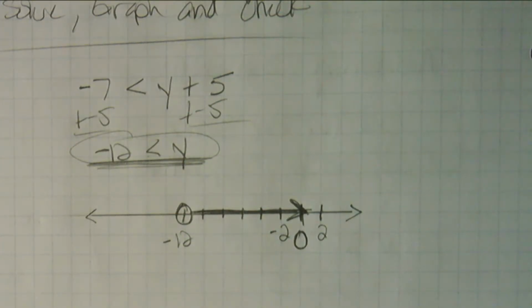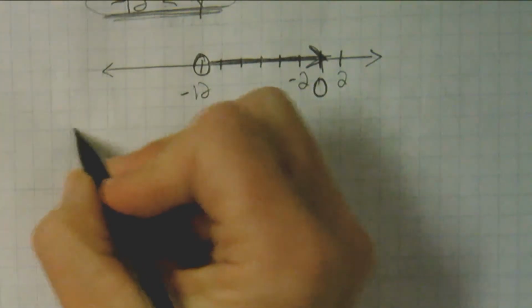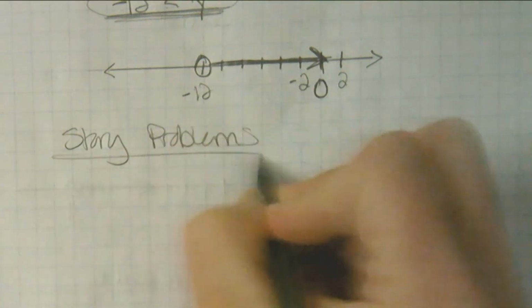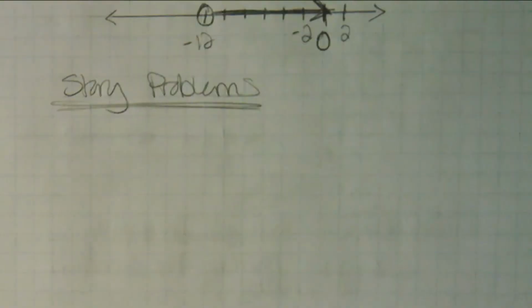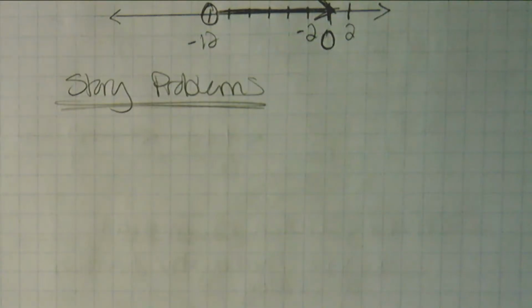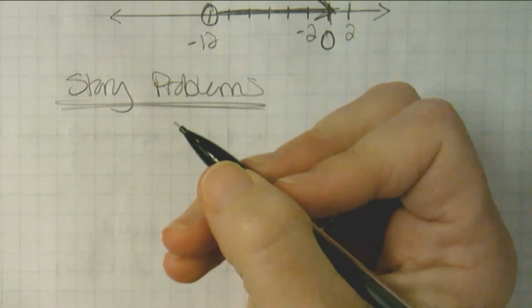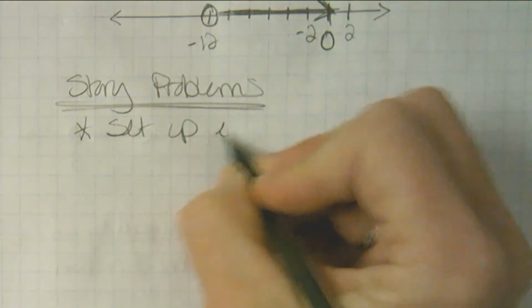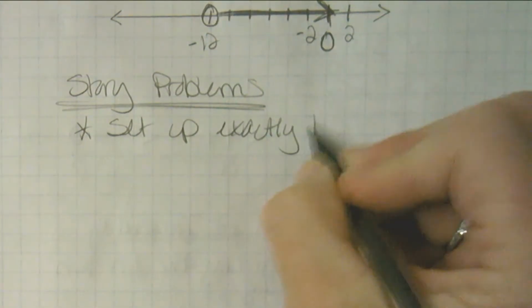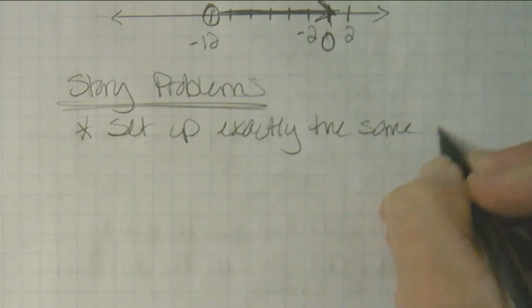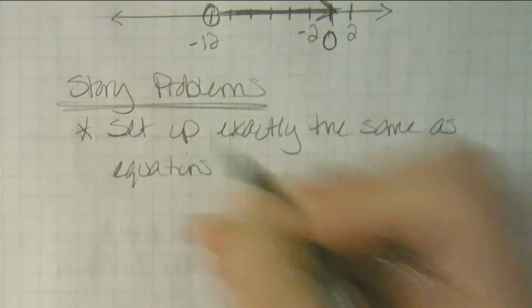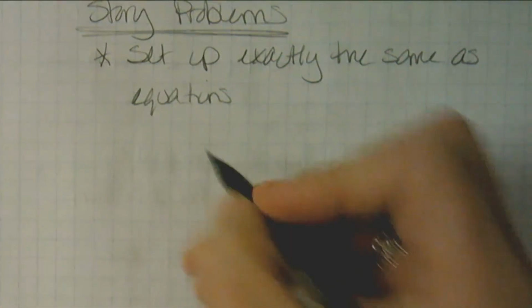Questions on graphing these? Okay, so let's talk about story problems. I want you guys setting them up exactly the same as we do equations. We're just going to throw an inequality symbol in there. But I want to talk to you about when we do our game plans, which is our parts equal to our whole.